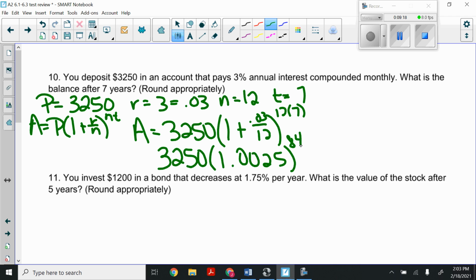And so now I can type this in my calculator. And dollar signs. So 1.0025 to the 84th power. All that times 3,250, we get $4,008.40.